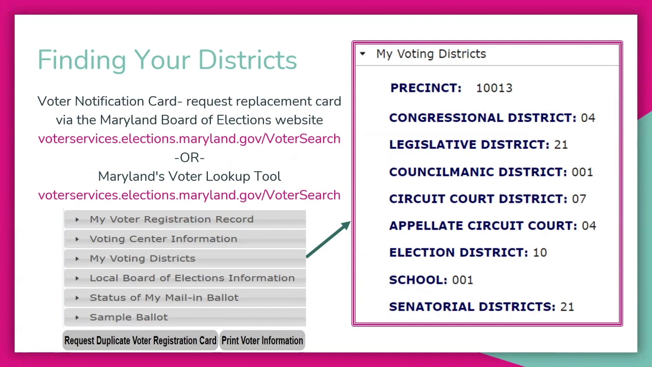Suppose you need clarification on which voting districts you belong to. In that case, you can find out by checking your voter notification card or by using Maryland's voter lookup tool at voterservices.elections.maryland.gov/voter search.